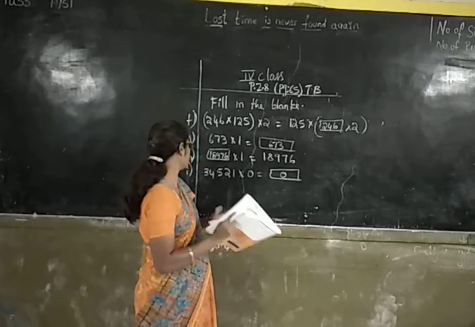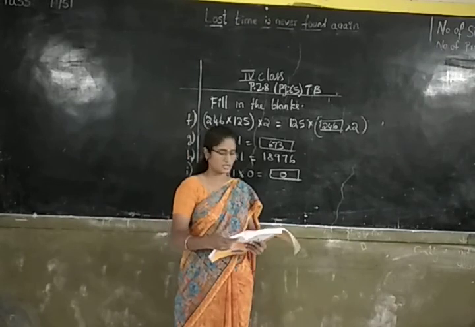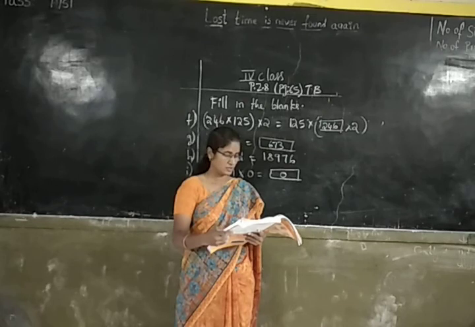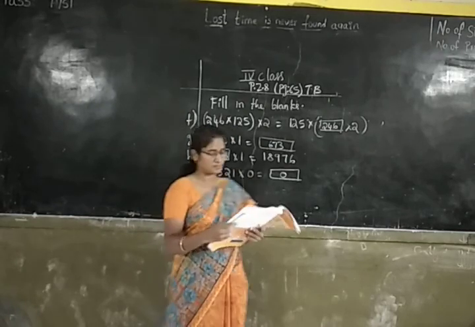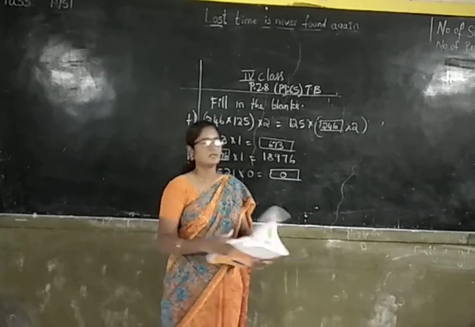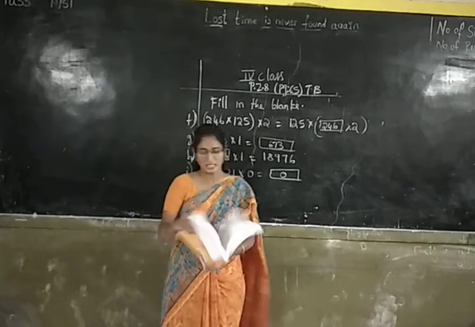Okay children. Did you understand the properties of multiplication? You do the remaining sums for homework. Sorry children, from J sum to N sum you do for homework.